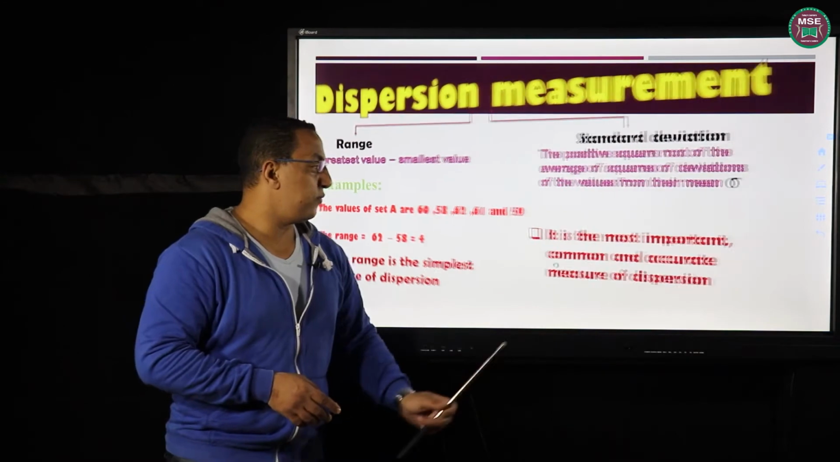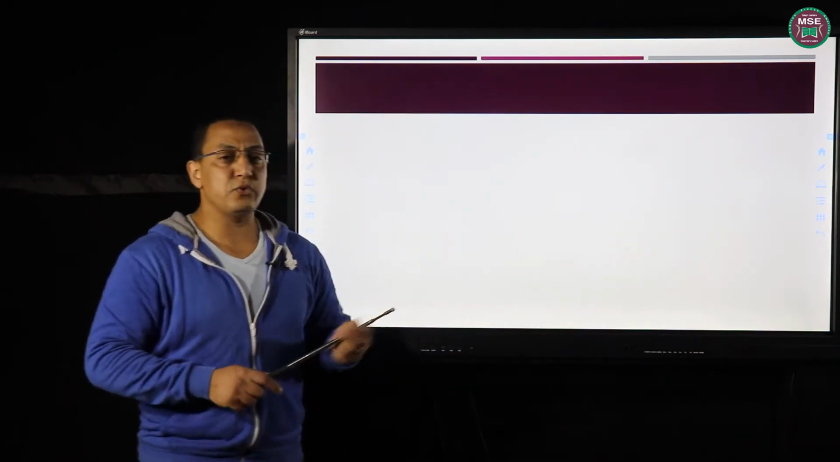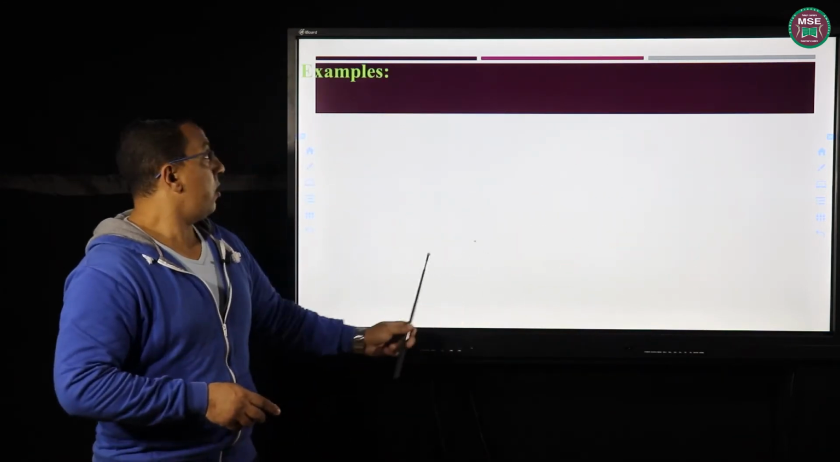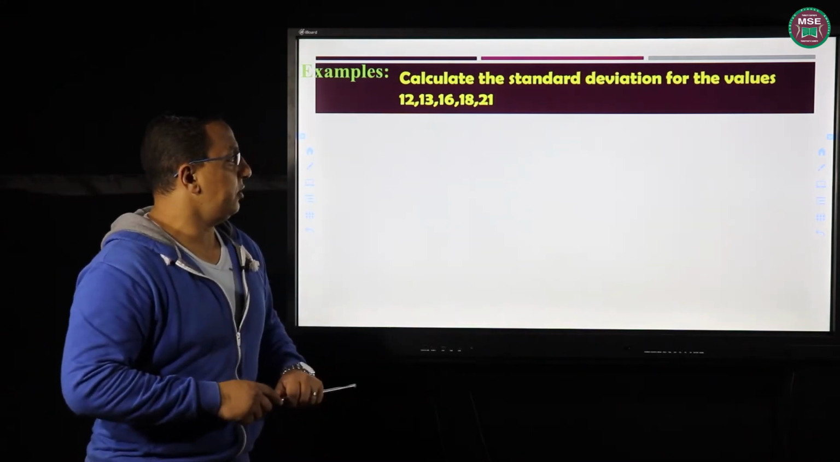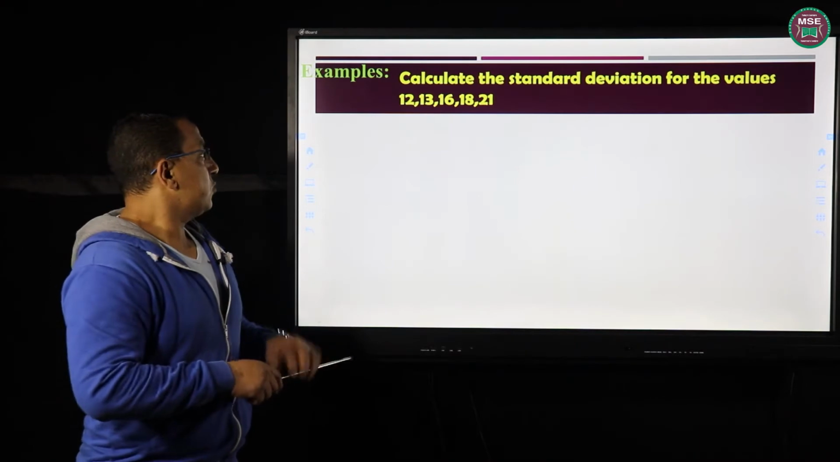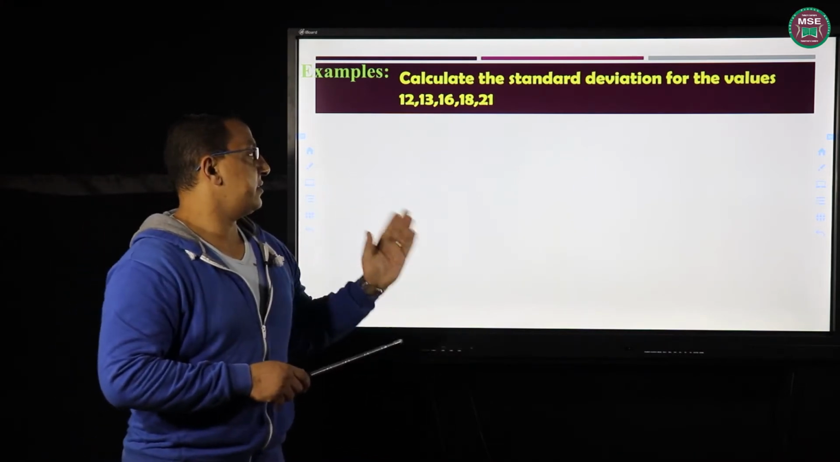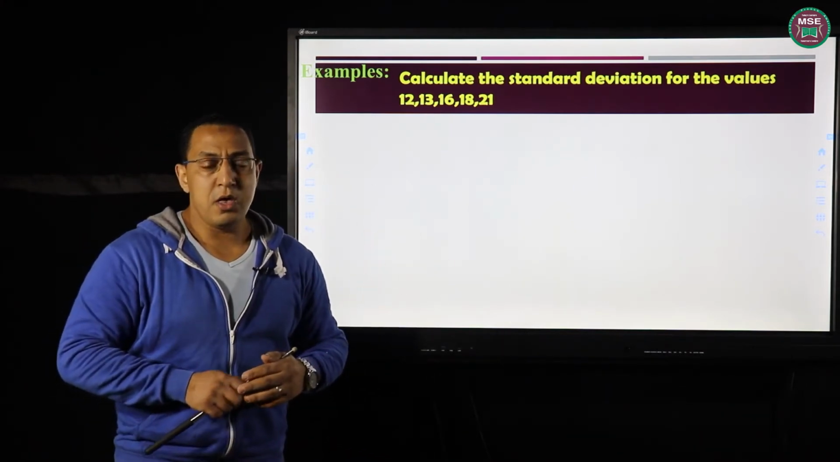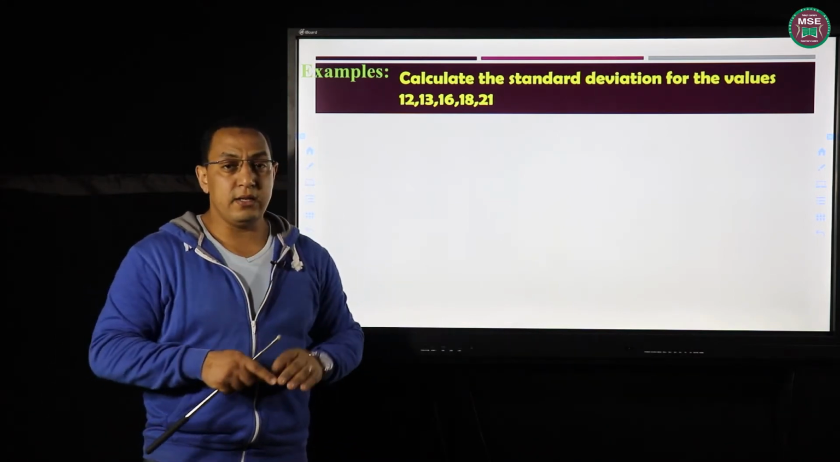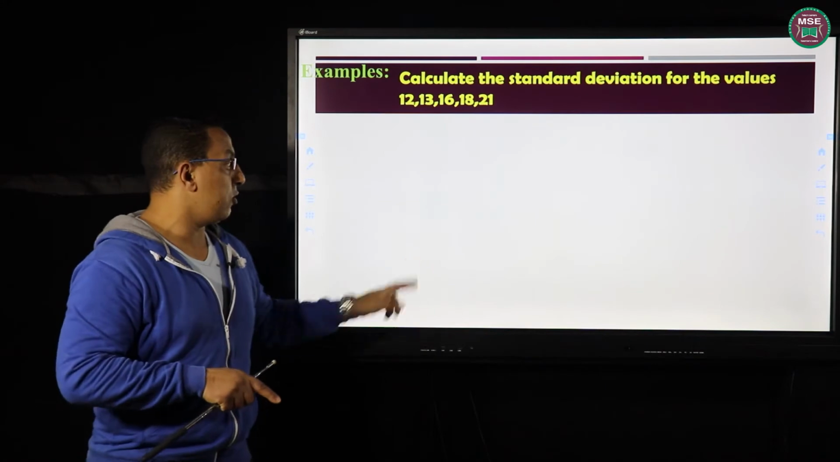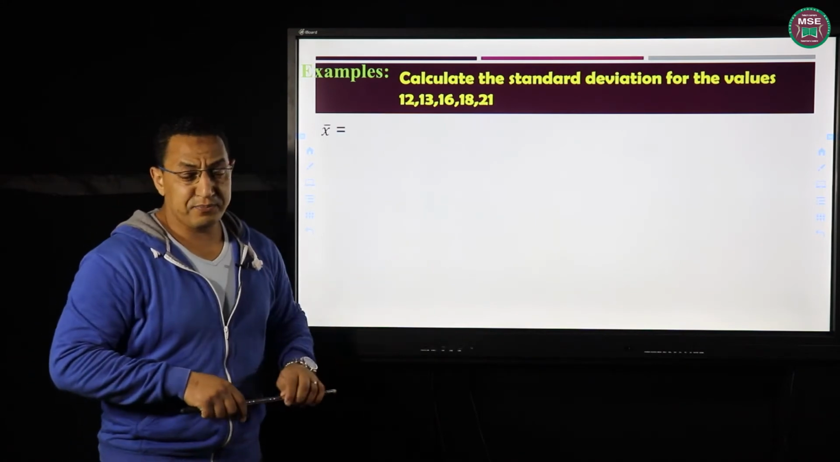Now let's solve the first example related to the standard deviation. Calculate the standard deviation of the values 12, 13, 16, 18 and 21. First, I'm going to draw a table formed from 3 columns. Again, draw a table formed from 3 columns like this, okay?